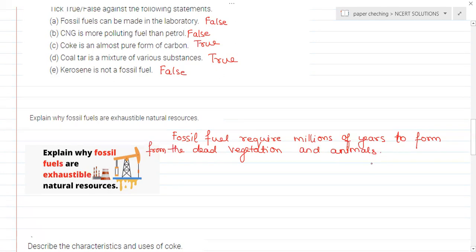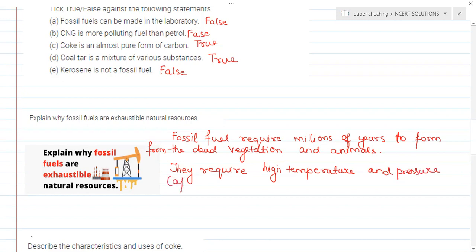Because the dead plants and animals would get buried inside the earth, and it would take time to get buried so deep inside the soil and then get subjected to heat and pressure. That's quite a lengthy natural process. They require high temperature and pressure after being buried under the soil. So they require high temperature and pressure for their formation.